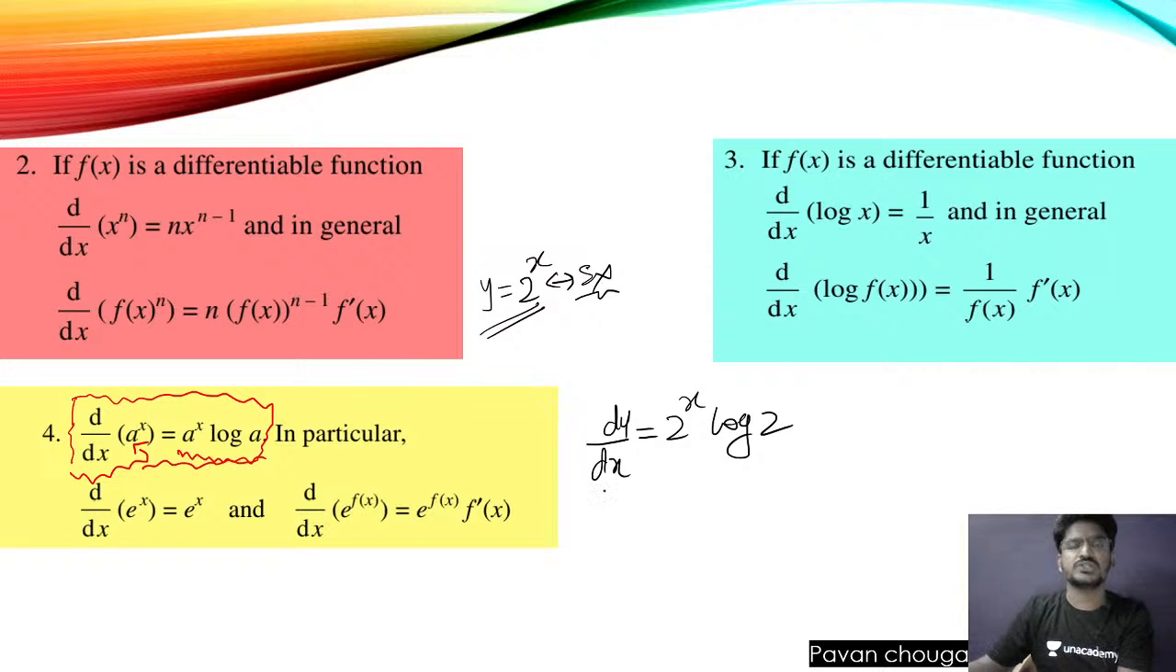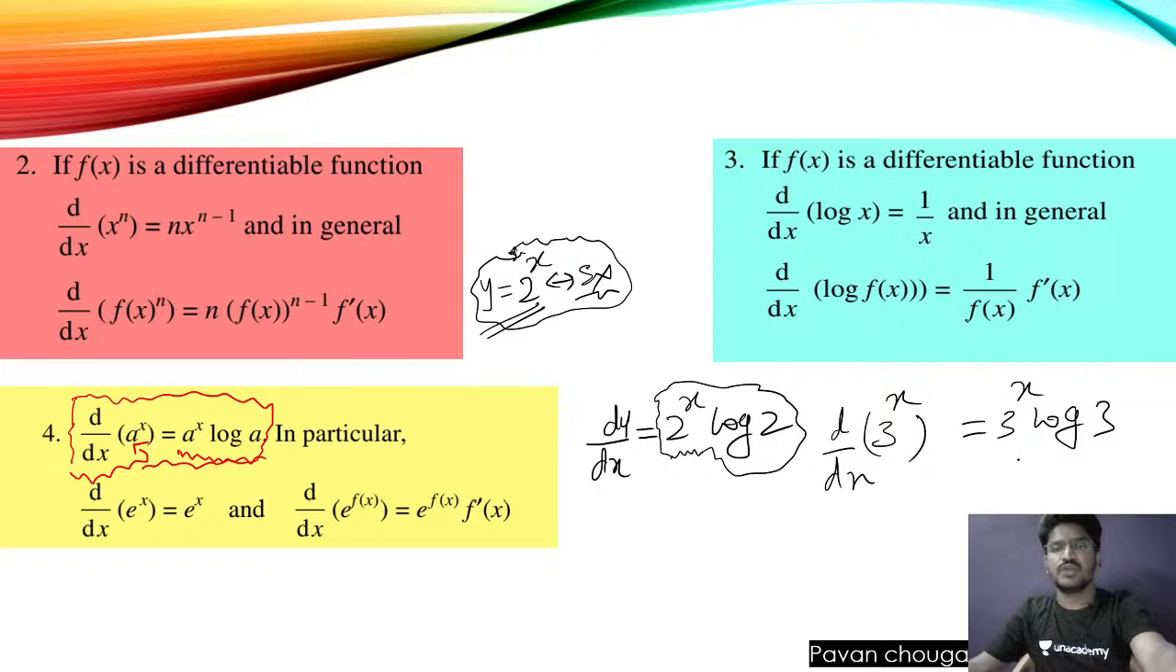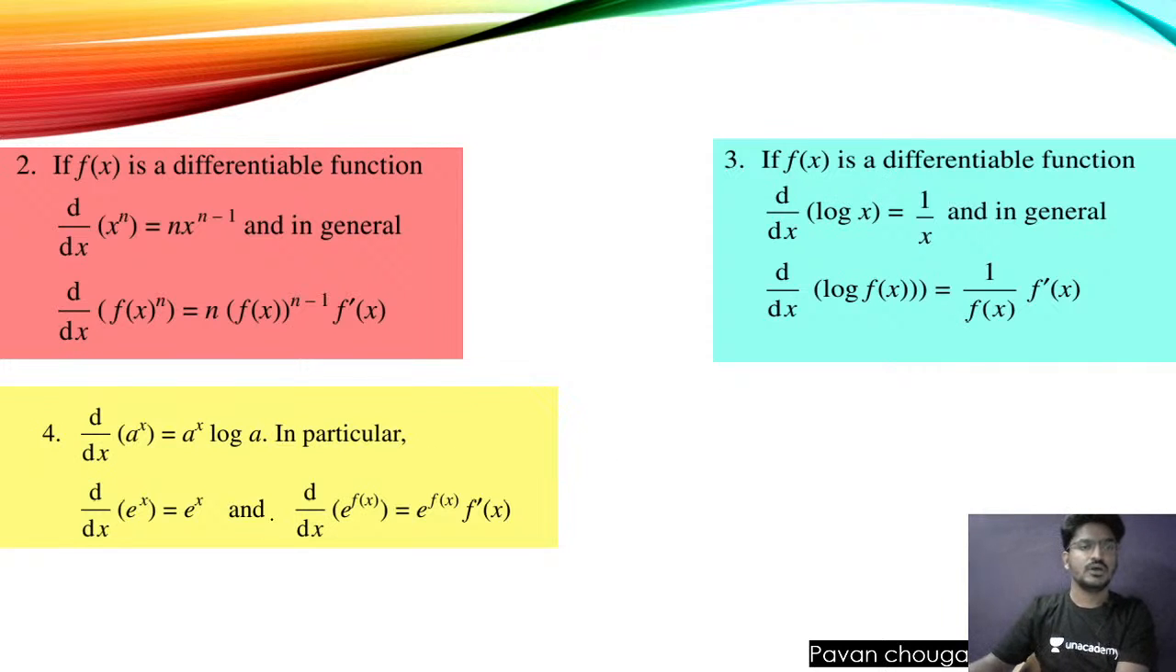What will be your answer? Differentiation of 2 to the power of x is going to be 2 to the power of x into log 2. Then what can it be for 3 to the power of x? It will be 3 to the power of x into log 3. Are you clear? It is a very simple formula, so please remember it.